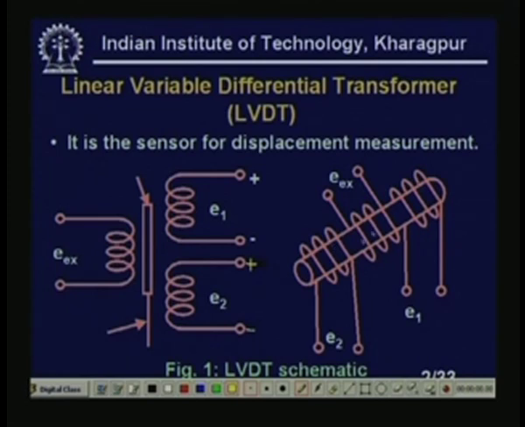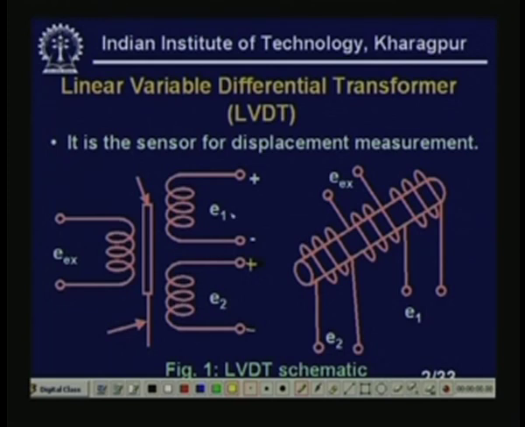Later on we will connect these two secondaries in opposition. And you see there is an iron core, which will move up and down. Interestingly, if this core moves up, there will be more linkage between this coil and this coil. So, the mutual inductance between this coil and this coil will increase, and the mutual inductance between this coil and the other coil will decrease. At the geometrical null position, the mutual inductance between the primary and each secondary will remain the same, right.